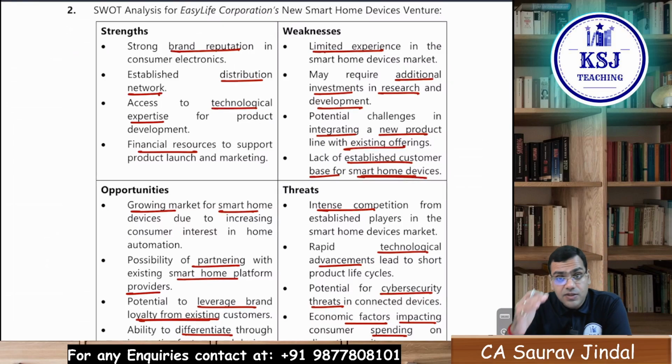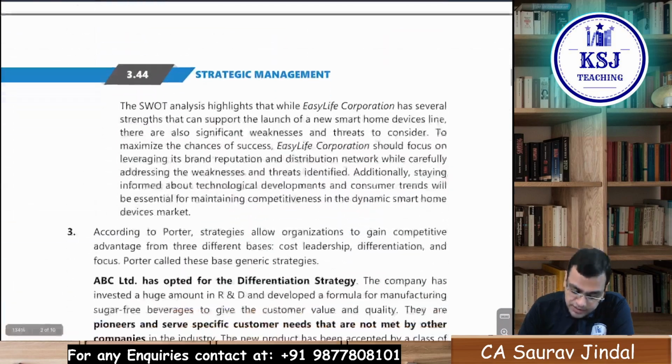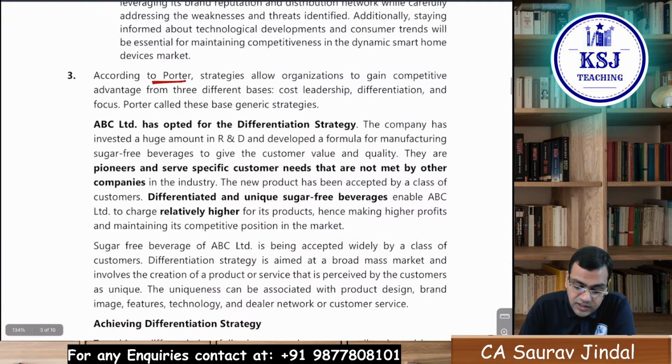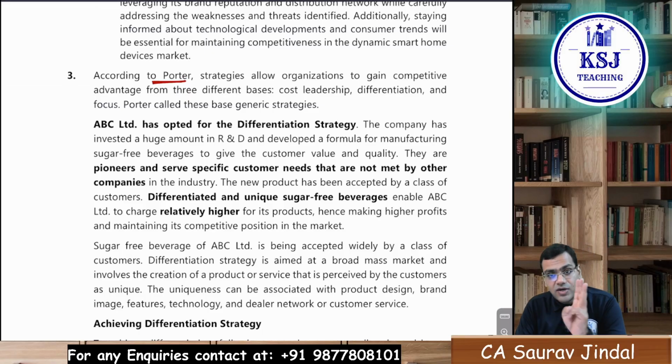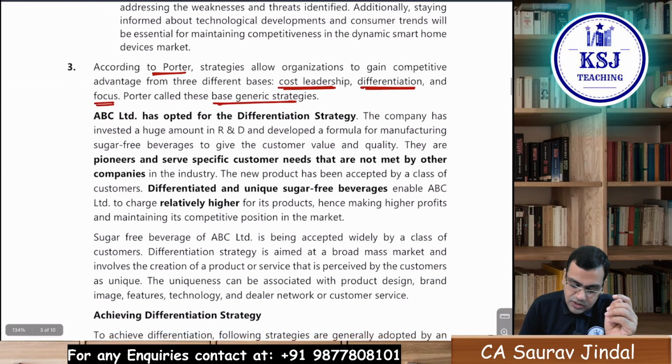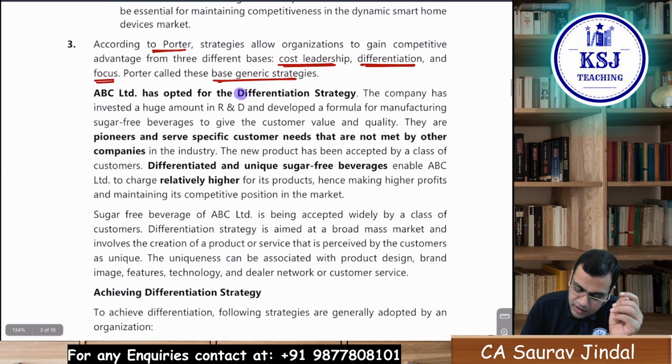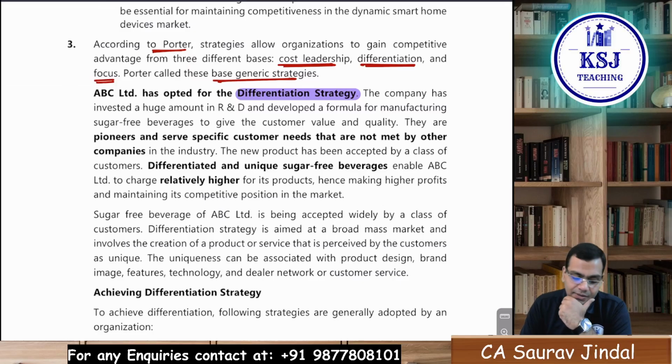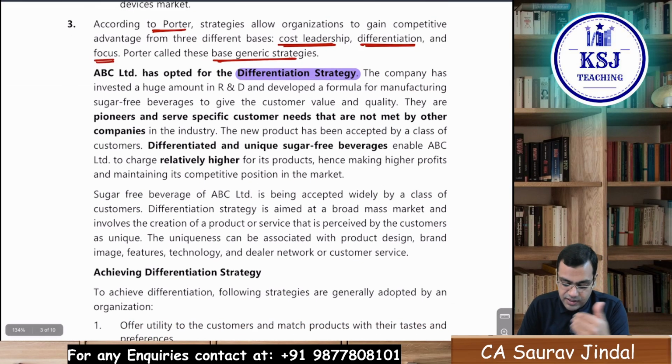So you have to explain the differentiation strategy now. So that is what is there. According to Porter, first you have to tell that according to Porter, there are 3 strategies which are available. That is cost leadership, selling the product at a lower cost. Then differentiation, selling an entirely different kind of product which no one else is selling, which is the case in this particular scenario. And the focus differentiation, call these the basic generic strategies. So ABC Limited has opted for differentiation strategy, clearly mentioned, sir, right? Then you will explain what this is in relation to this.